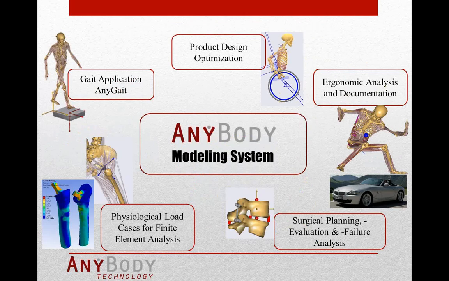Typically, the Anybody modeling system is used in many different areas. If you start at the top, product design optimization: you can optimize, let's say, a wheelchair to get the optimal position for the subject to have the lowest shoulder forces, or you can do an ergonomic analysis and documentation in regard to automotive or all kinds of products.